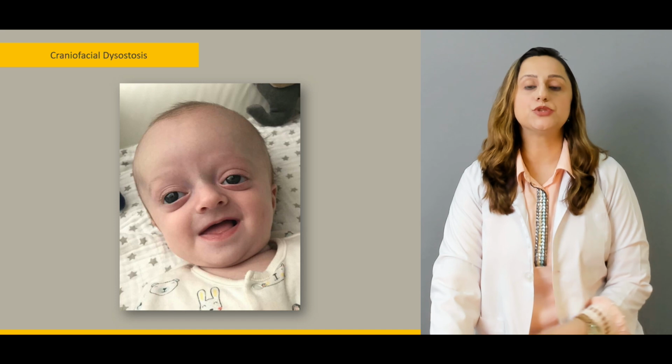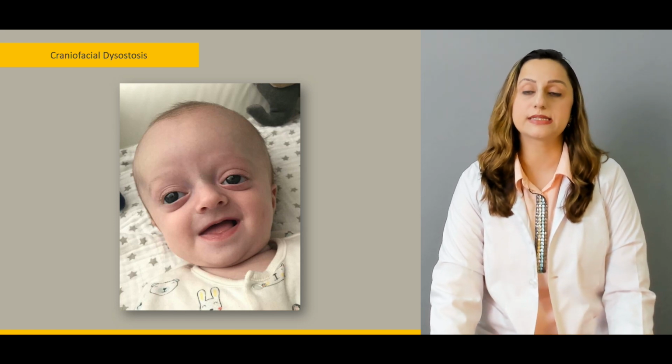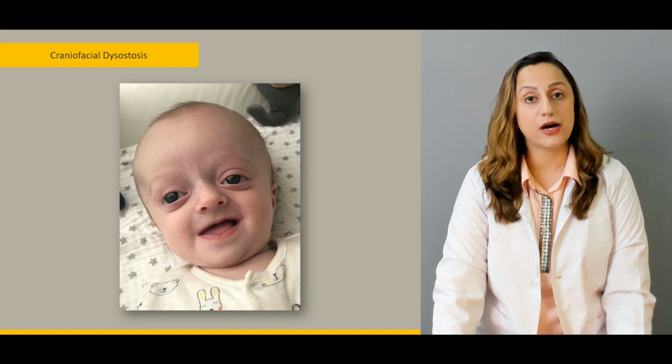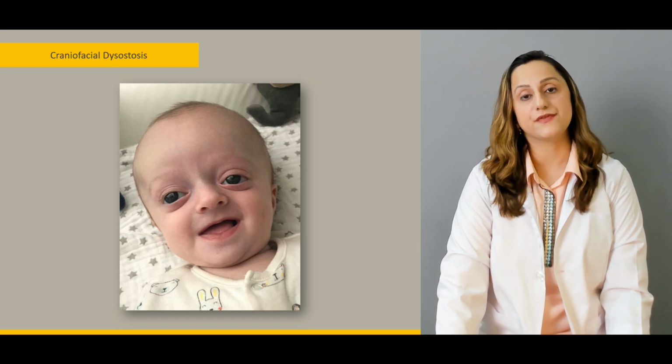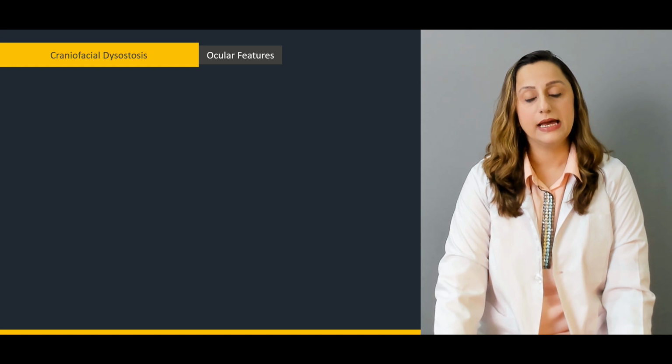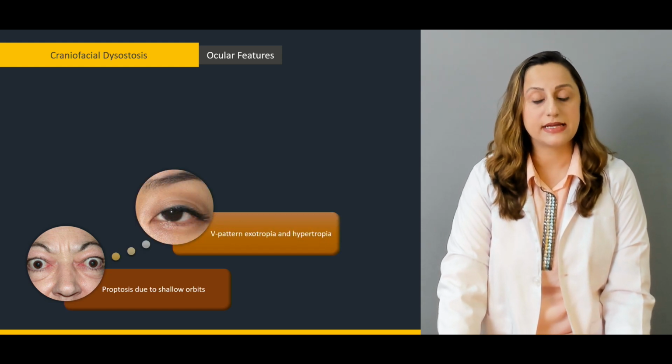Usually this mutation is at a genetic level. When we're discussing this condition, you should know that almost 25% have a mutation noted at the genetic level whenever we have these babies with craniofacial dysostosis. The ocular features for craniofacial dysostosis are proptosis due to the shallow orbits. Again, there would be a difference in the shape of the skull in these individuals, so obviously the orbital cavity is going to be affected, which would make the orbital cavity much shallower in these individuals. That would obviously result in proptosis.